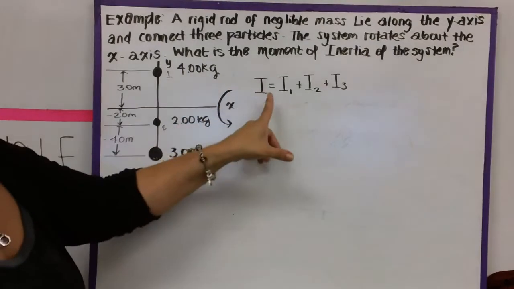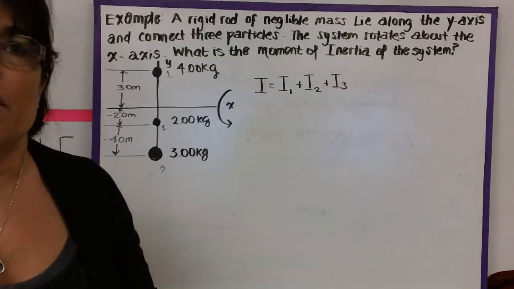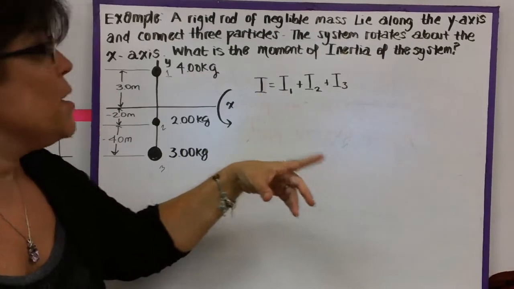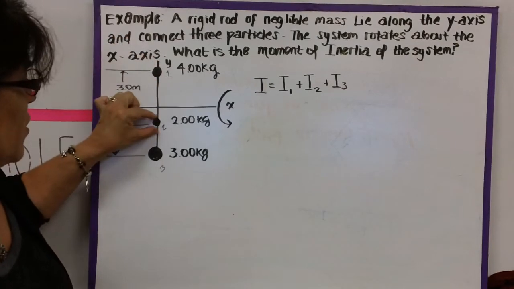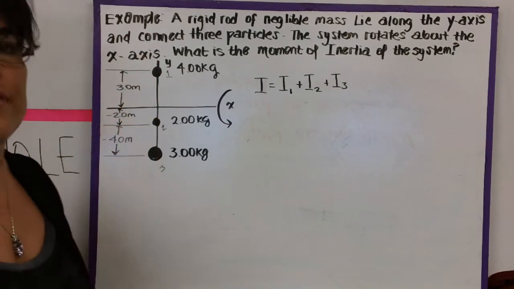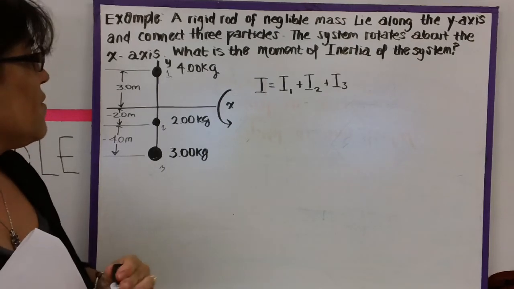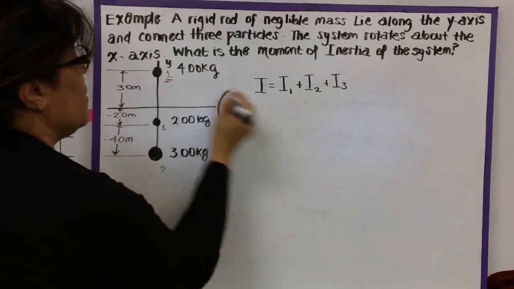Well, the way we figure the moment of inertia is the same way that we figured out the torques and the same way that we figured forces out. We can just add them up. So if I can find the moment of inertia of this object, and then the moment of inertia of that, and then that, I can just add all three of them up and we can get the total moment of inertia of the object.